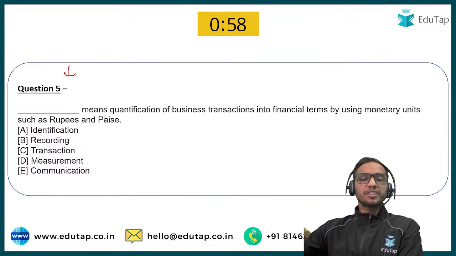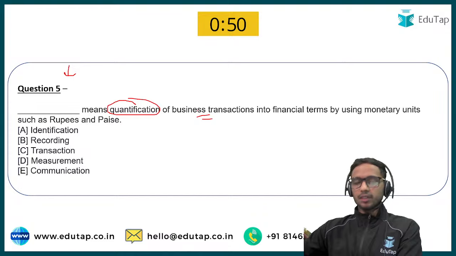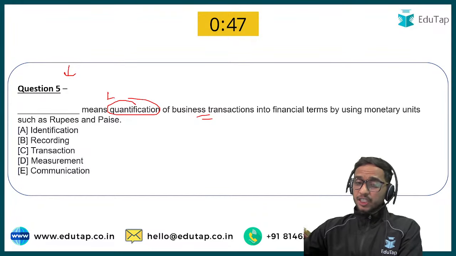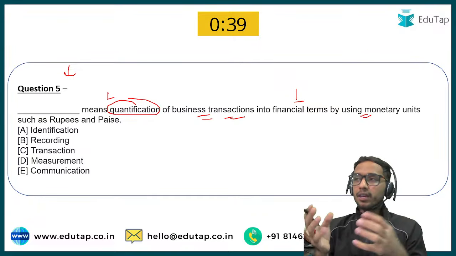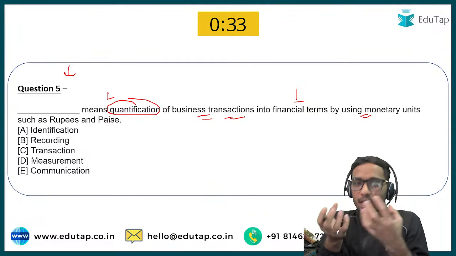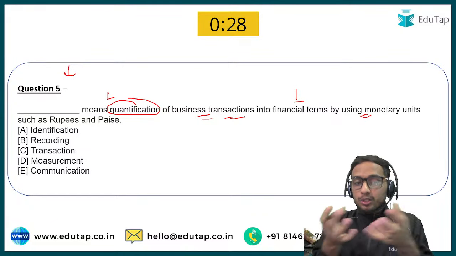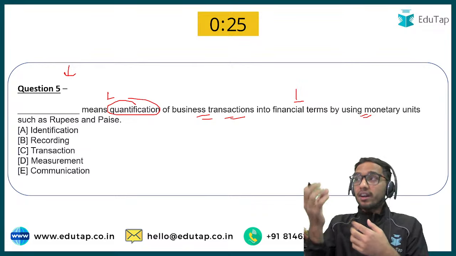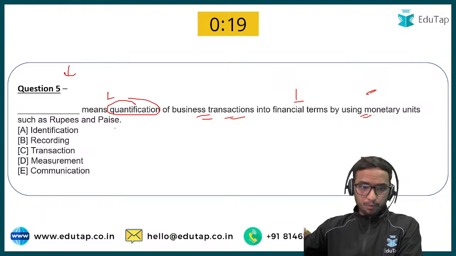Question number 5 says dash means quantification of business transaction. See, we have economic events, we have business transaction. So the question is asking you, dash means quantification of business transaction into financial terms by using monetary units. So what you are doing, you are trying to identify at which value you are going to write your transaction, at which monetary value. So the question is asking what you are actually doing. Are you identifying the transaction? No, you are not identifying the transaction, right? So the first option would be eliminated.